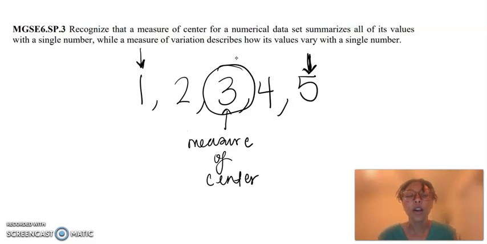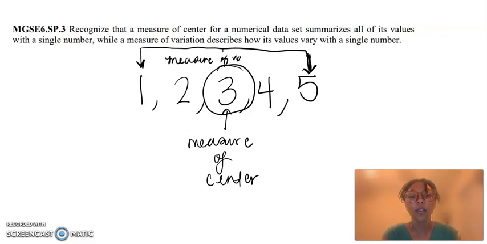So how am I going to represent this with one number? Well, maybe I can subtract 5 minus 1, meaning that the distance between these two numbers is 4. So that could be our measure of variation, showing us how the values vary from each other. So I could say these numbers vary because they are 4 numbers apart.